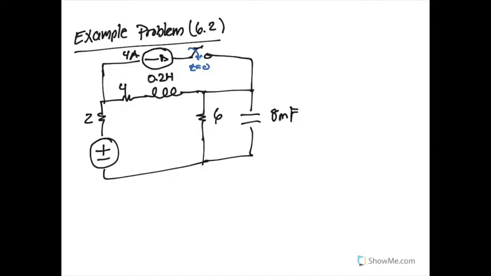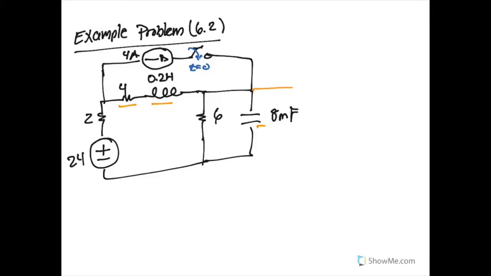Let's take a look at this example circuit. That is actually example number 6.2 in the book. In this circuit, we have voltage sources, current sources, resistors, capacitors, and inductors. Because we have all three components, resistors, inductors, and capacitors, we have to apply second-order circuit analysis.